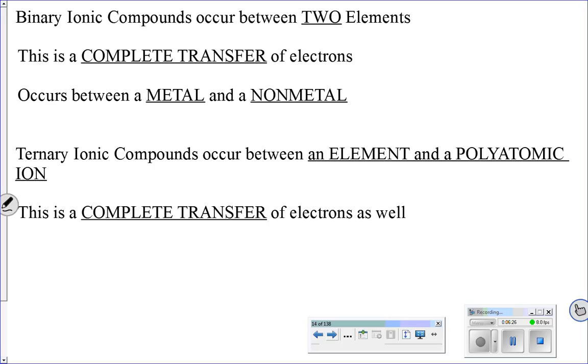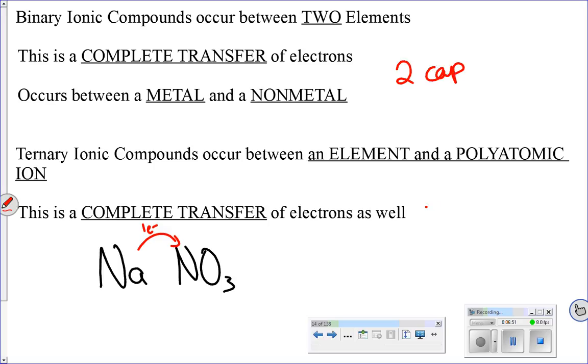So if you think about, for example, sodium and nitrate, what actually happens here is one electron gets transferred from sodium to somewhere in that nitrate group. And we don't really care exactly where that is. We just need to know, hey, they're getting transferred and there's charges involved and we crisscross. This is going to involve two capital letters. This is going to involve 3 or more capital letters. But we still crisscross with both of them. It's just the use of table E, which makes it a little bit different.